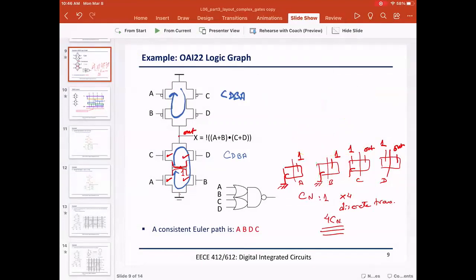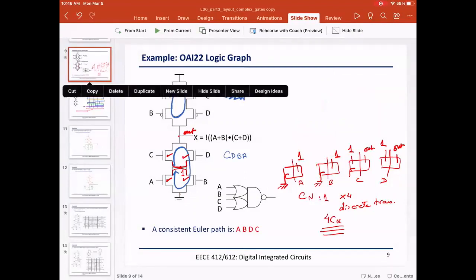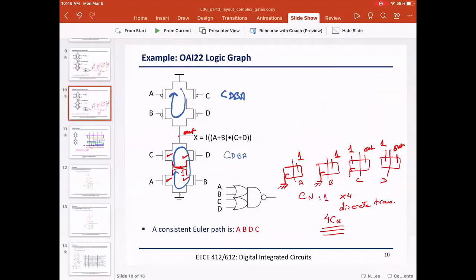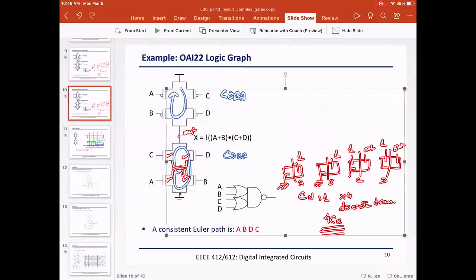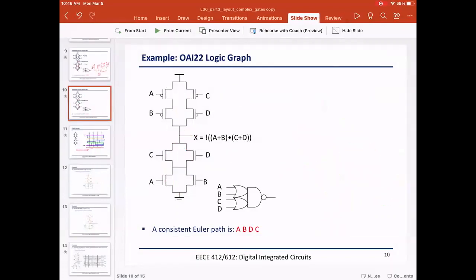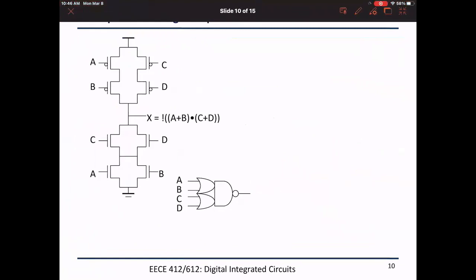If I want to have this circuit now and draw the Euler path for it, I am not going to have them discrete. I will have them, of course, as one stretch. So here we said it is CDBA, and it's going this way, and here we'll have CDBA, and this is the common node 1 out. Here I have node 2, node 3, which are internal nodes, and this is CDBA.